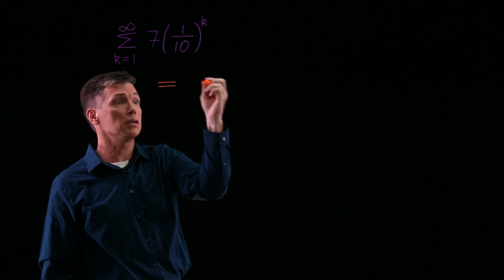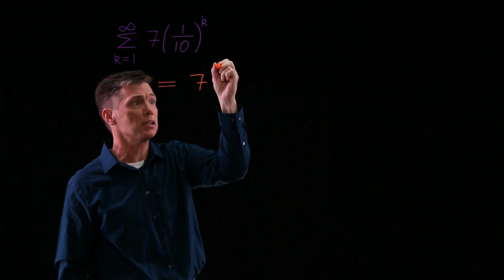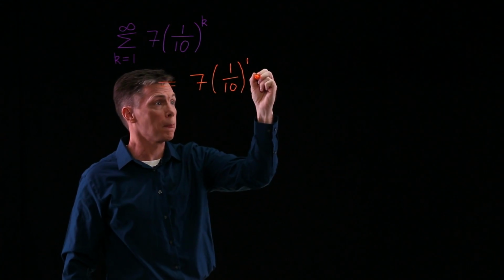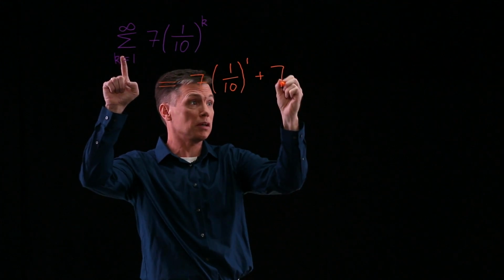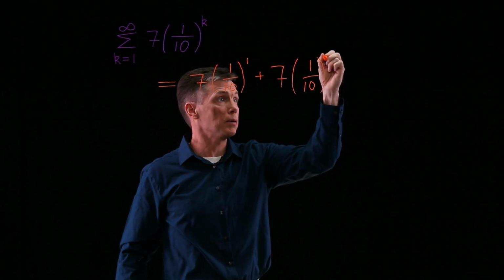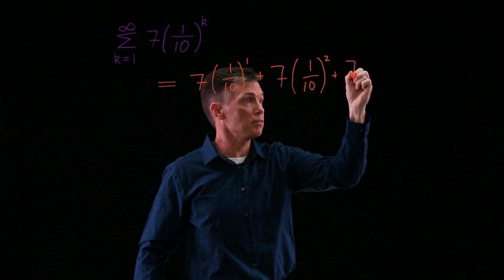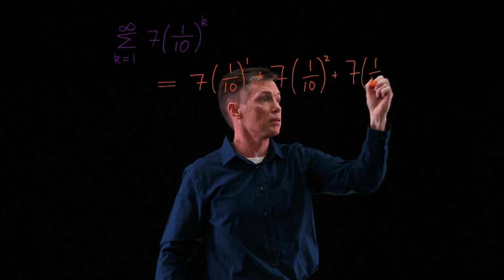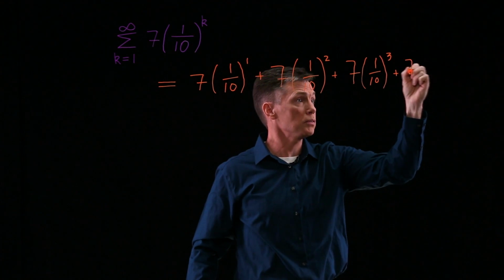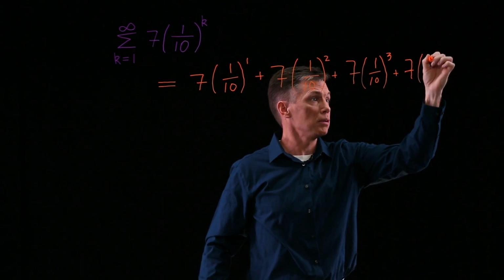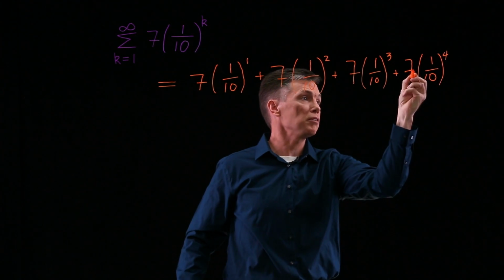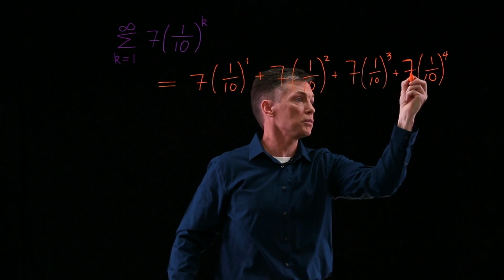When k is 1, 7 is still the coefficient there, and then 1/10 is going to be raised to the 1 power, plus, from the sigma sign, 7 times (1/10) to the 2 power, plus 7 times (1/10) to the 3 power. Maybe I'll try one more: 7 times (1/10) to the 4th power. That's my 7, the same as in all the other terms.